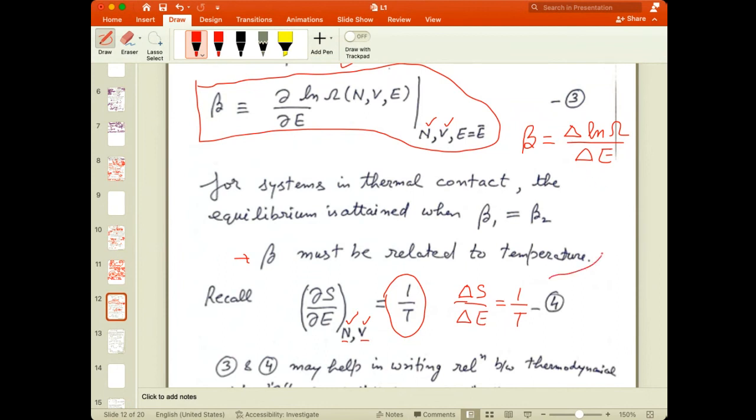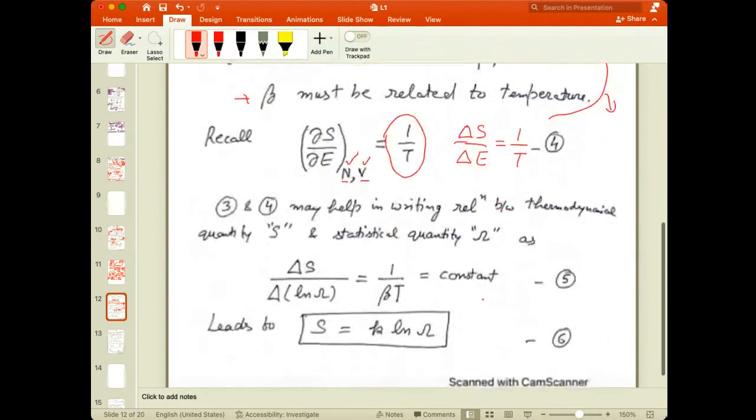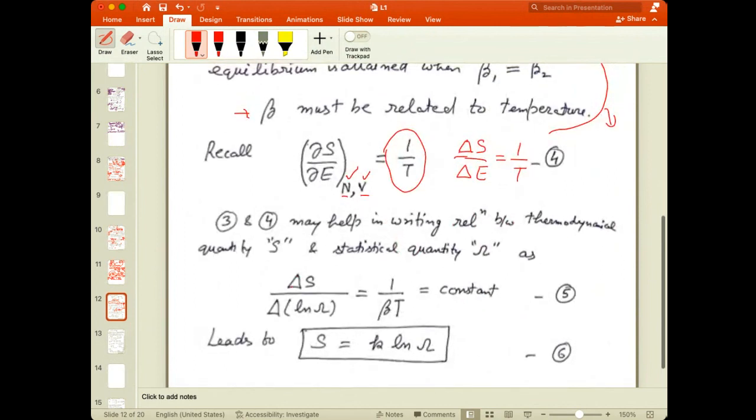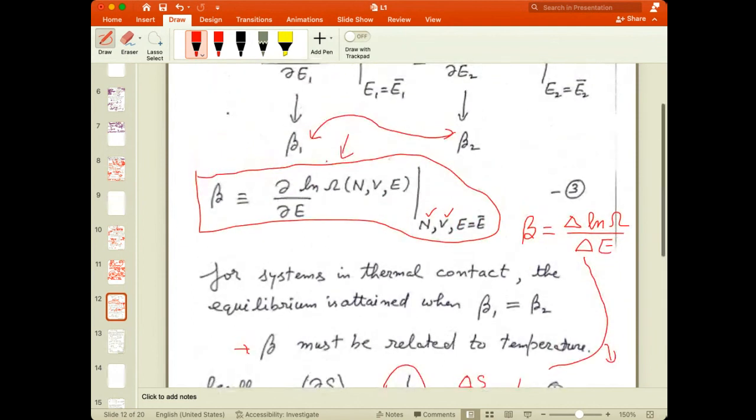So if you just use these two relations and eliminate delta E out of it, you will see that I can very easily write my ∂S by ∂ log omega, where omega is my number of microstates accessible at equilibrium, as some 1 by beta T, right? And this condition is true for every system. It doesn't matter which system is under consideration, and the same is the situation with this relation.